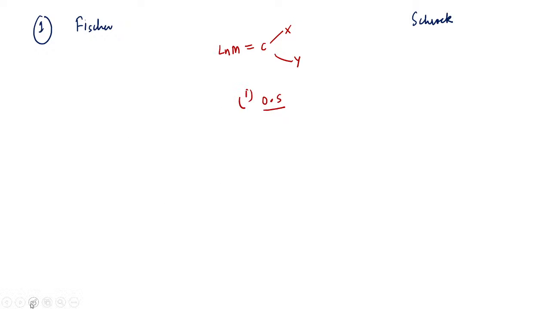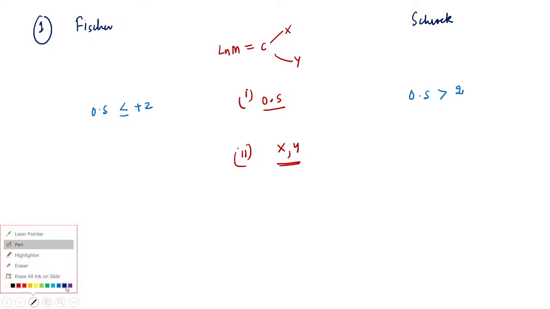In Fischer carbenes the oxidation state should be less than +2, or equal to +2, and in Schrock carbenes the oxidation state of the metal should be greater than 2. So this is the first point. The next point is on the basis of your X and Y ligands, the nature of X and Y ligands.